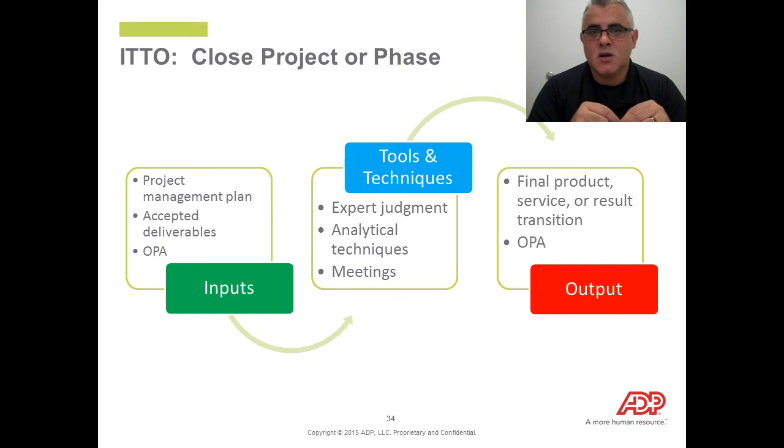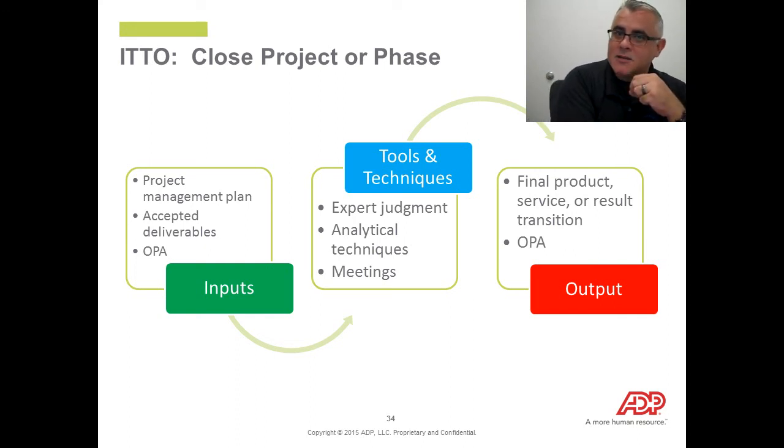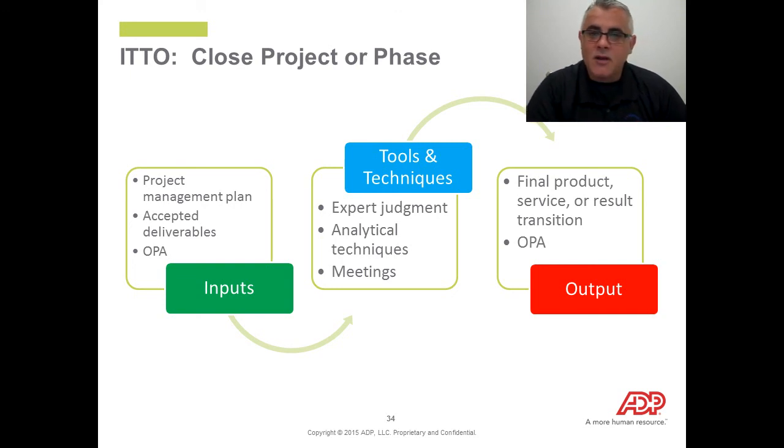Now, let's go back. If the project was pulled the plug, are you going to have accepted deliverables? No, but you still need to close the project. And that's where your project management plan comes into play as your input. Remember, when you develop that project management plan, you're going to outline the plan of how you're going to handle all these possible scenarios. What if this happens? How am I going to do this? What's the roadmap for this plan? What happens if it cancels? What steps do I need to take? So that's why your project management plan is there.